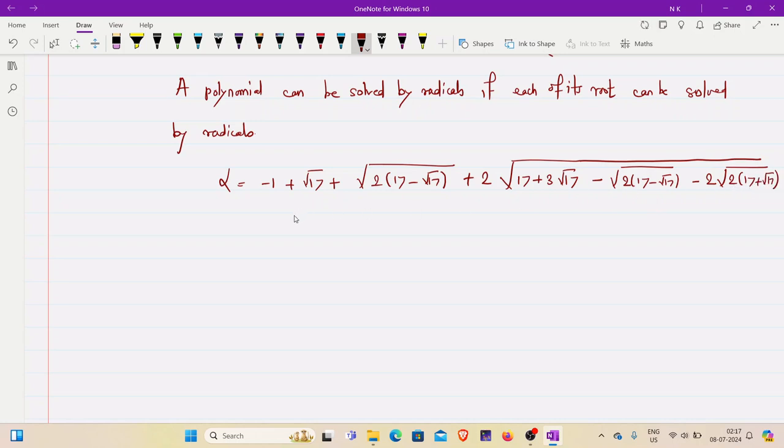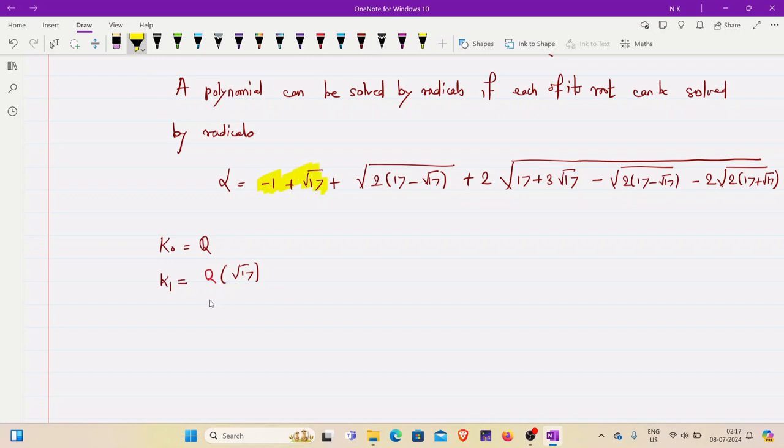Now this particular number alpha is used in the construction of the 17-gon. Okay, and we'll show that this particular number can be solved by radicals. So first of all we'll start from a field Q. So we will take K0 equal to Q. Then we will take K1 equal to Q with square root of 17 attached to it. So slowly we cover all this. Minus 1 belongs to Q, root 17 belongs to K1.